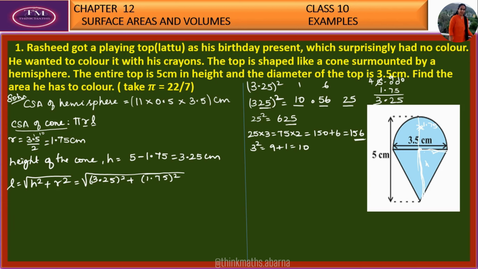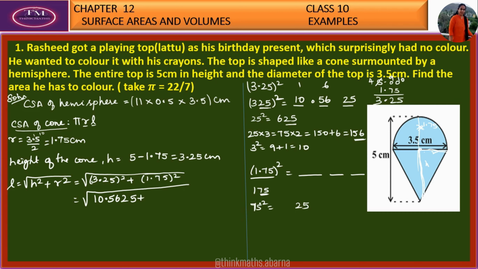So 3.25 whole square is nothing but square root of 10.5625. Next we have to take the square root of 1.75 square. So 1.75 square. This answer is just partition into three parts. Take 175. In this take the last two digits. So it is 75 square. 75 square, if it ends with 5, the number will end with 25.